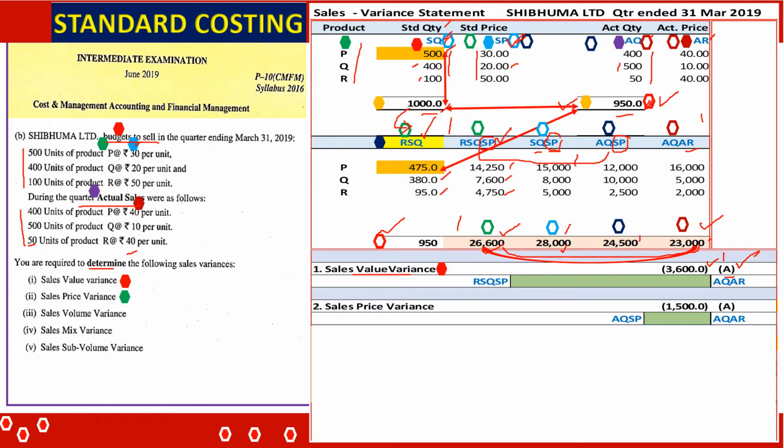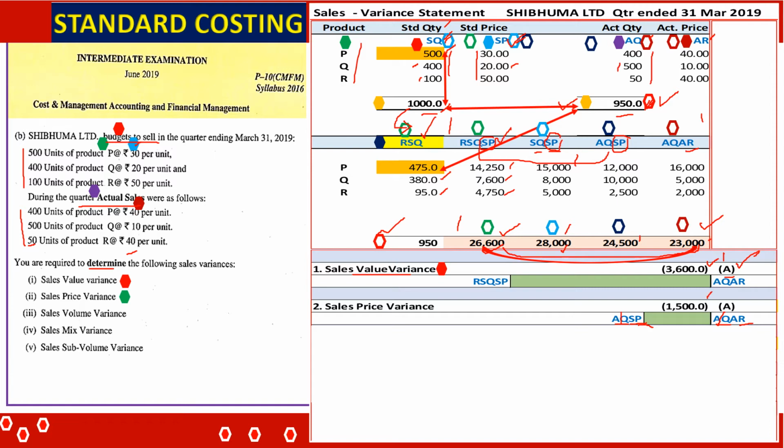Now we will just see what is it. Take the third and fourth column, AQSP and AQAR. It is actual price. It can be AP also. Second part is price. First part is quantity. Quantity and quantity are the same. Difference is in terms of sales price minus actual rate.